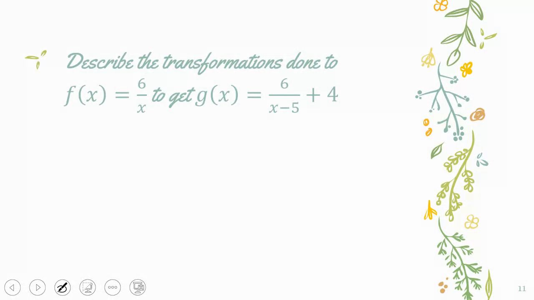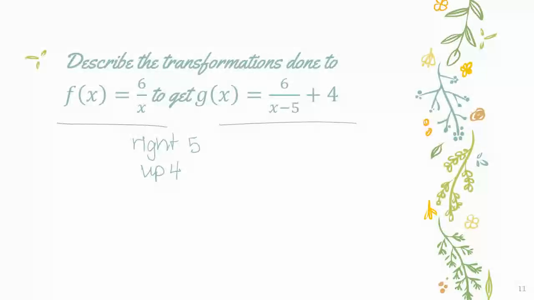Let's try another one. This time I've got 6 over x. Again, the 6 is staying the same. There's no stretch or shrink. However, I have a -5, which means that I am moving this right 5. And I have a +4, which means I'm moving this up 4. So those are my transformations that are done. I'm just looking at this parent graph, and I'm describing how it changes using my A, H, and K, okay?